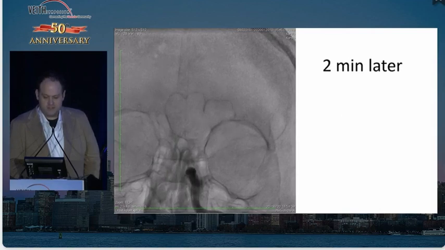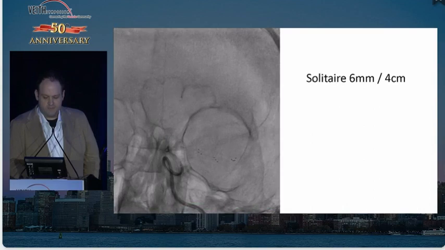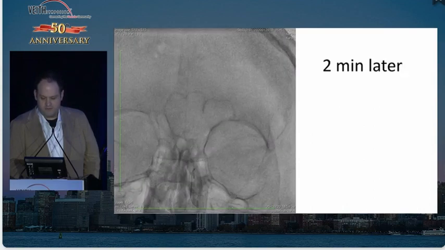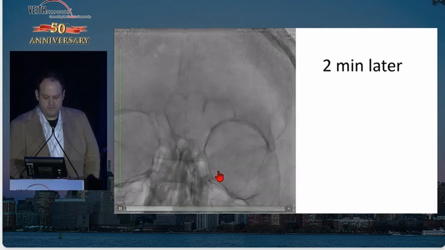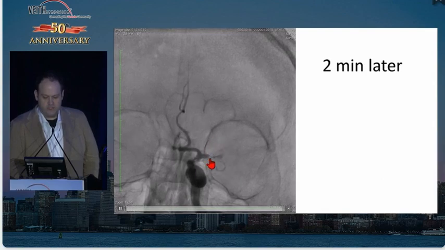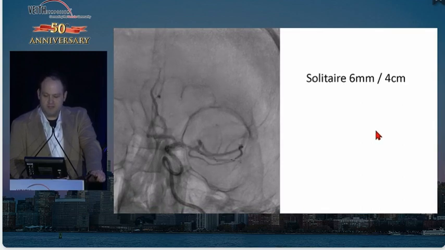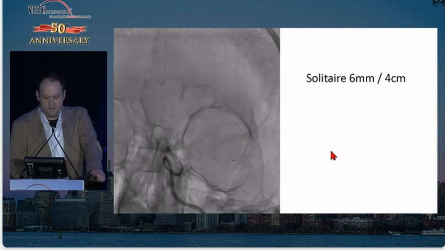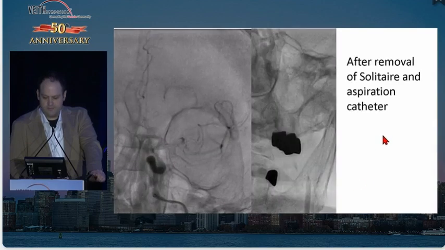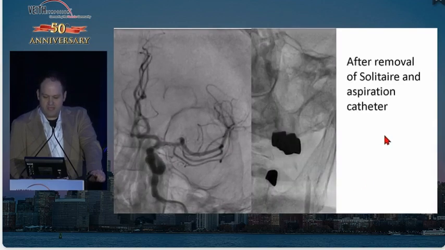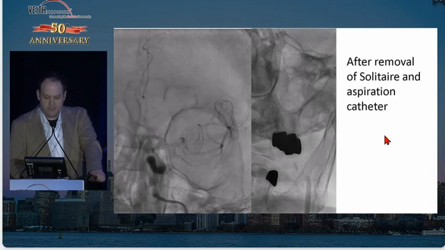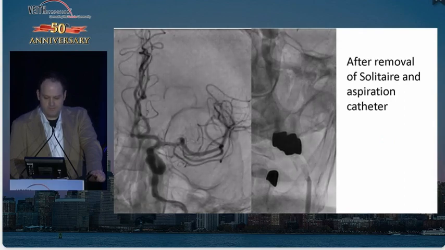Two minutes later, this was the angiogram. Oh, sorry. And you can see again an occlusion of the middle cerebral artery. You need to plasty this. You need to do the same. So this is the placement of a 6 mm by 4 cm Solitaire. And you can see that immediately flow is restored. Just stent or just a PTA? And this is the angiogram after removal of the Solitaire and the aspiration catheter. But here you've already put a stent here.